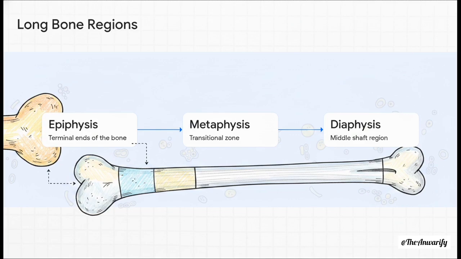Moving inward just a bit, we find a transitional zone called the metaphysis. And finally, that long middle shaft of the bone is known as the diaphysis. These aren't just fancy geographical terms either. Each region plays a vastly different mechanical role in keeping you moving.